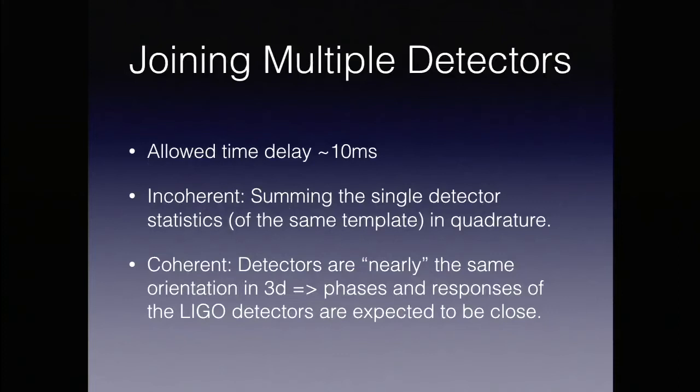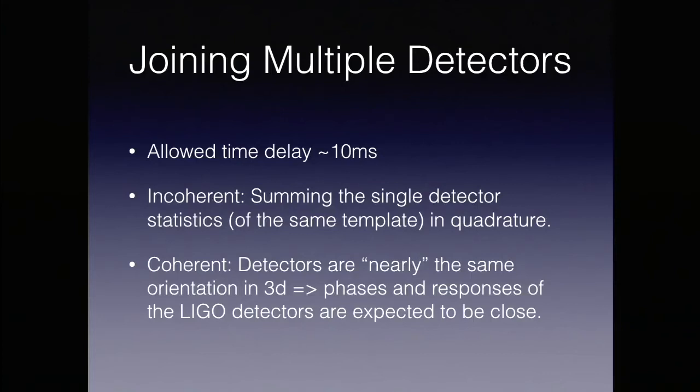So how do you join multiple detectors? So LIGO had been visionary in building two detectors. This, I think, is one of the most visionary decisions they have ever made. And you can use that for two things. One, to localize the event, and two, to convince yourself you're not imagining that you just saw gravitational waves. So how do you combine multiple detectors? The allowed time delay on the Earth is about 10 milliseconds. This number you can compute, it's actually a little bit more than 10.